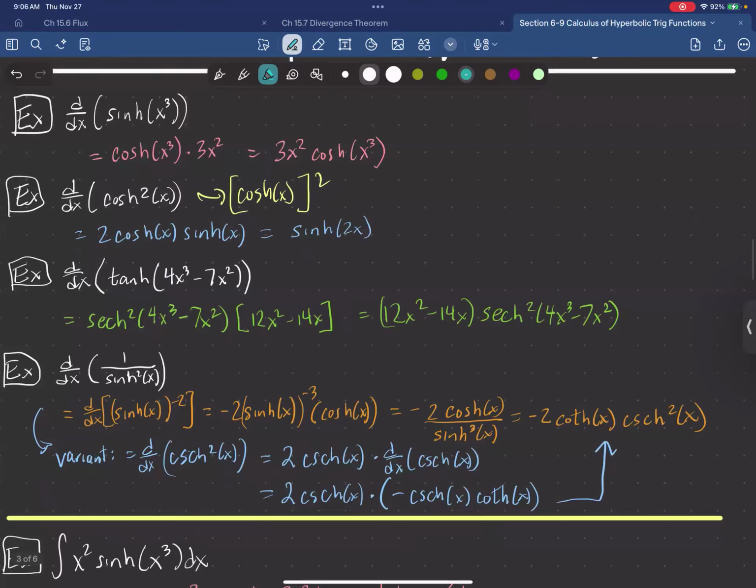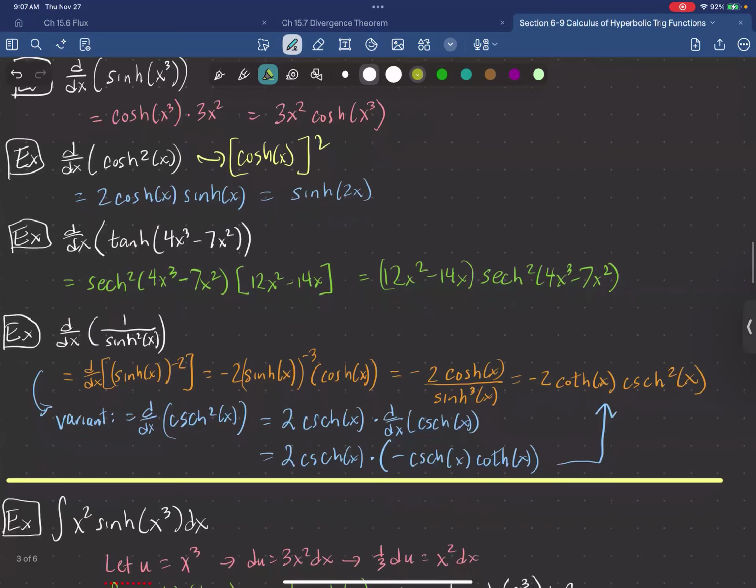What about integrals? We can integrate x squared sinh x cubed dx. Now we don't have a formula for x squared times hyperbolic sine, so hopefully your first intuition is what? What have you learned how to do that might help us here? That's right, u sub. We're going to do u equals x cubed. So du equals 3x squared dx. And we're going to divide. We have an x squared dx in the problem, so we're going to divide the 3 over, have a 1/3 du.